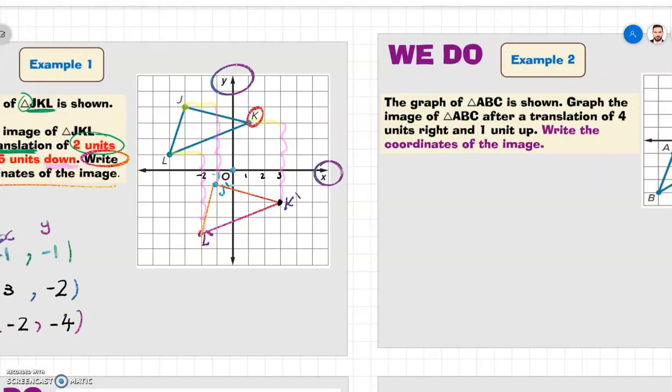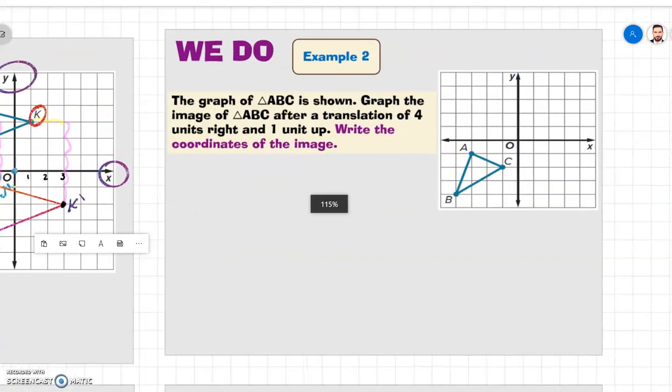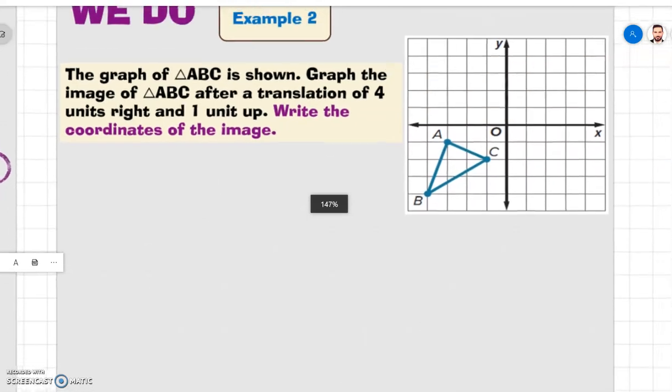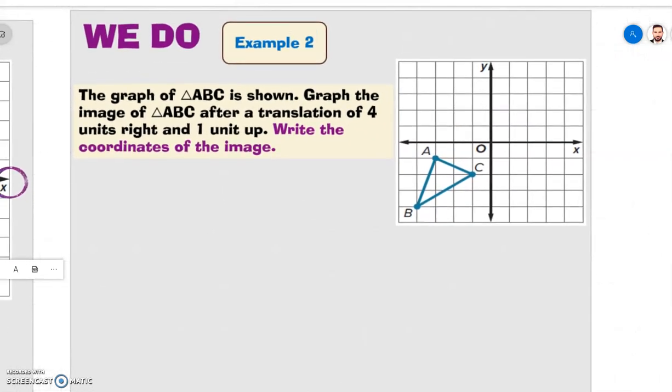After finishing this question, let's see the next question that we have to do. The graph of the triangle ABC is shown in front of you. I have to graph the triangle, and after graphing it, with a translation 4 units right and 1 unit up. As you remember, I have to translate each point 4 units right, 1 up.